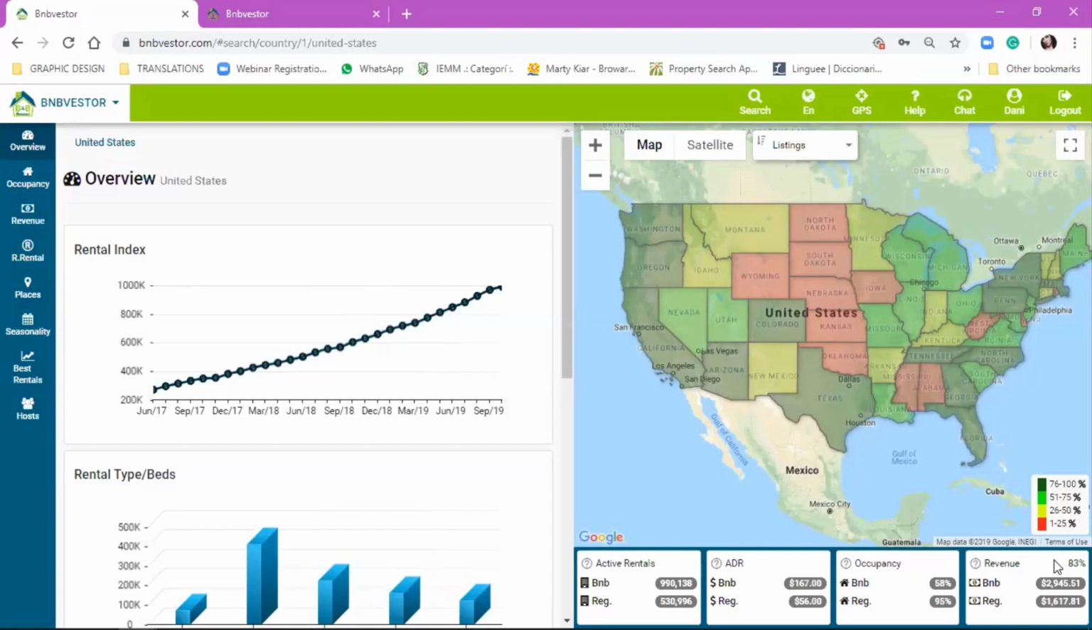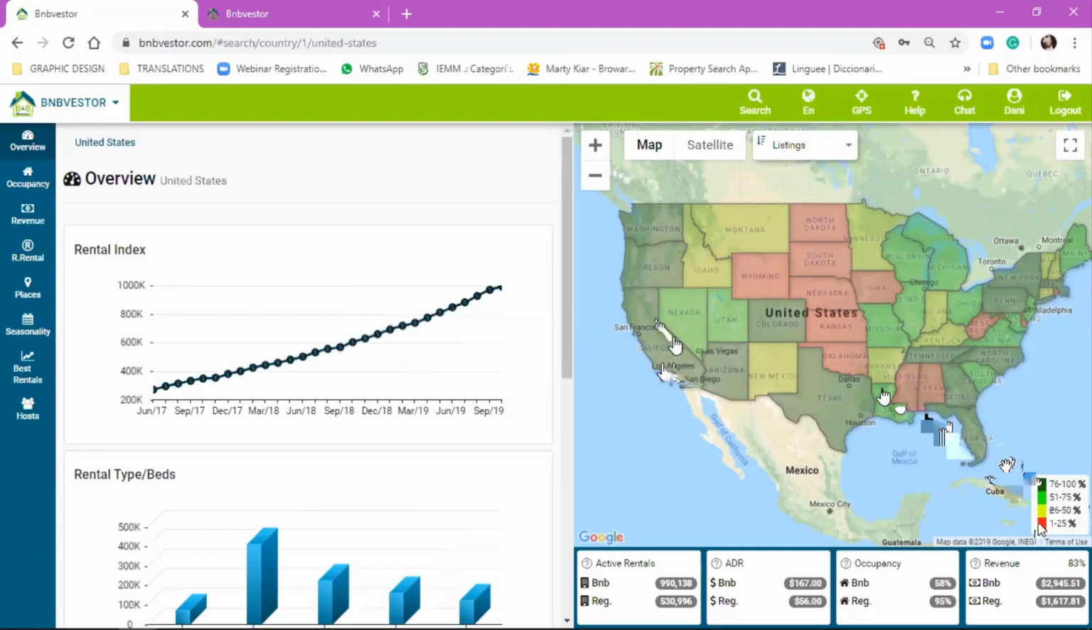Is it B&B or regular rental? I leave it up to you. Okay, so up here you can see the colors divided into red, yellow, green, and then dark green. The red is for listings. You see up here that we have the color distribution for listings.